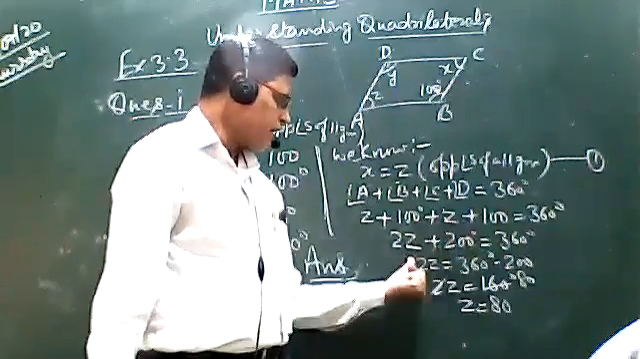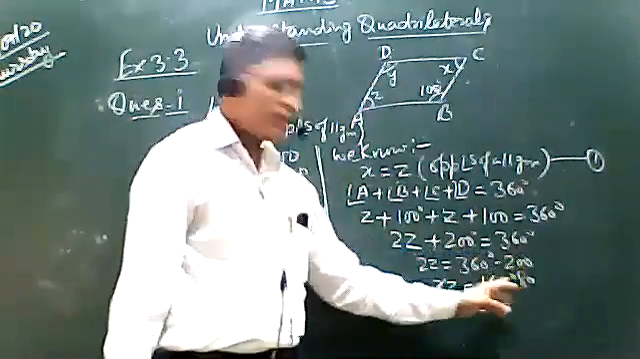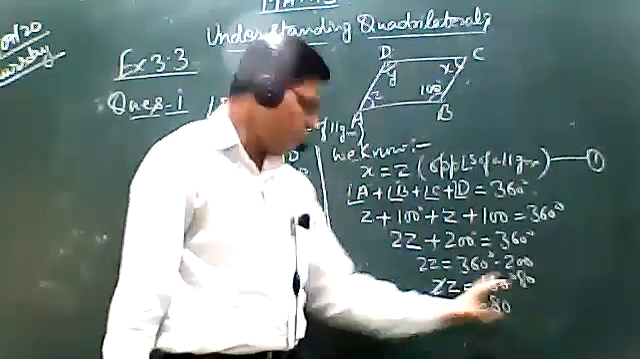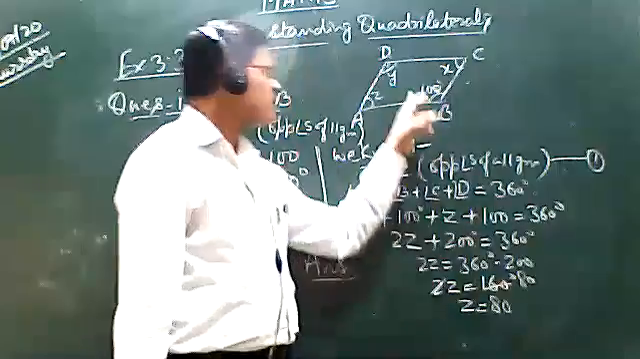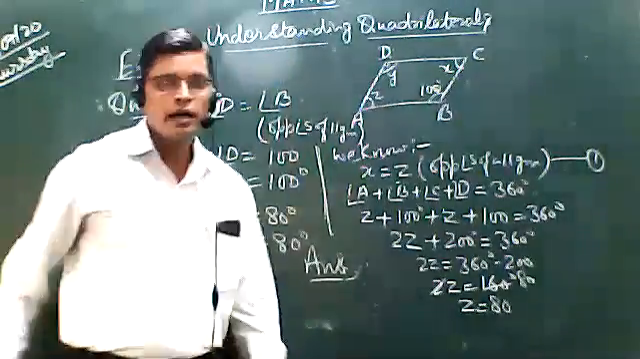Now we add both the numbers. It comes 2Z plus 200. Transposition, minus 200, it comes 160. And 160 divided by 2 comes 80. Z is 80. If Z is 80, then X is also 80. And we write here, that is our answer.